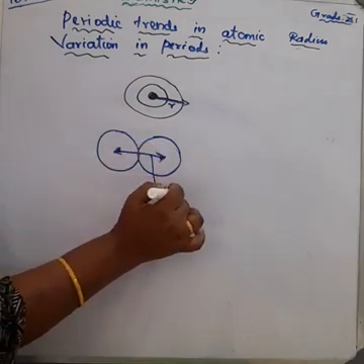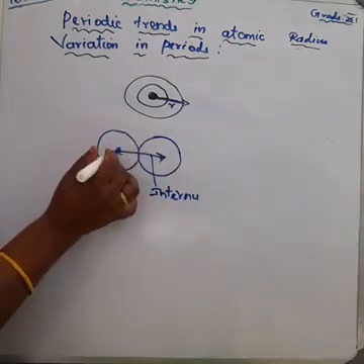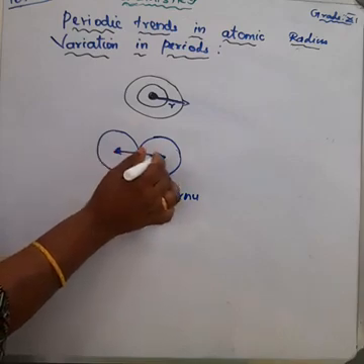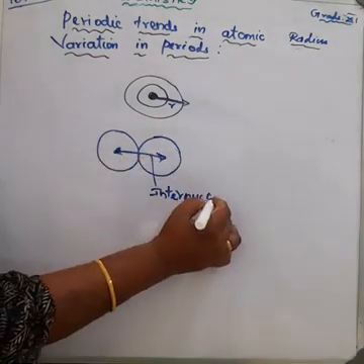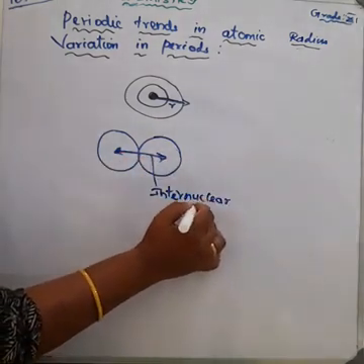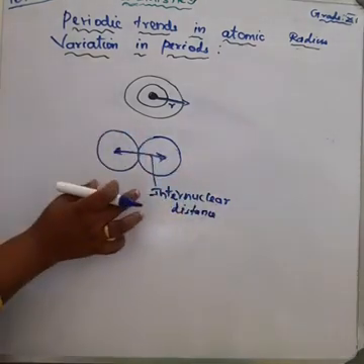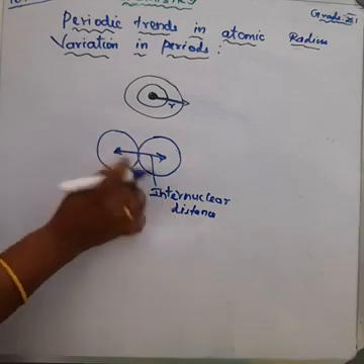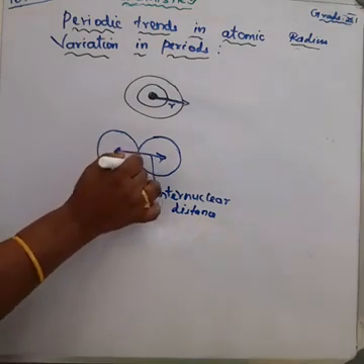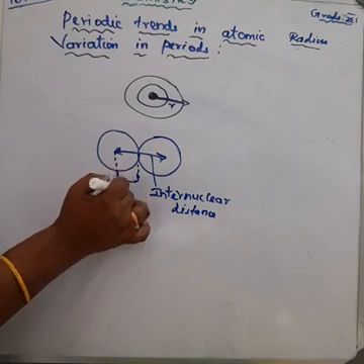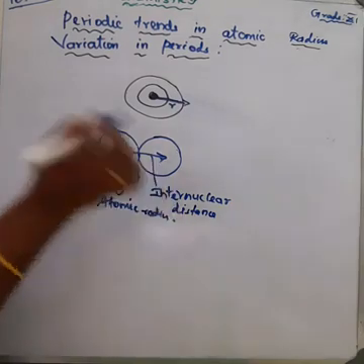Here this is one atom and this is another atom. This is the nucleus of this atom and this is the nucleus of this atom. We take the internuclear distance, the distance between the centers of the nuclei of the 2 atoms. Experimentally, the internuclear distance is determined by the X-ray diffraction technique. The atomic radius is 1/2 of the internuclear distance, that is the atomic radius of a particular atom. Understood? Okay.